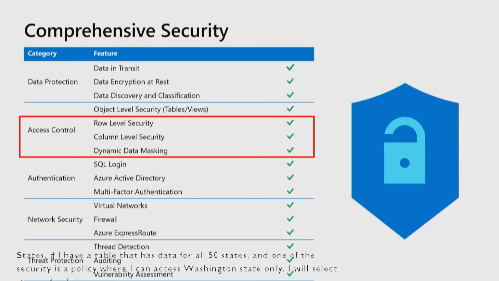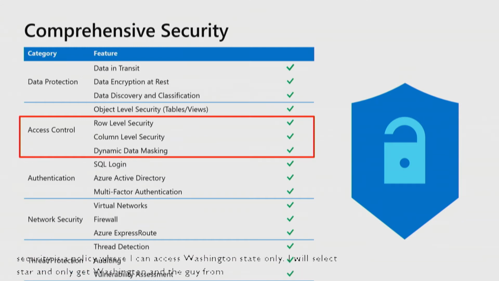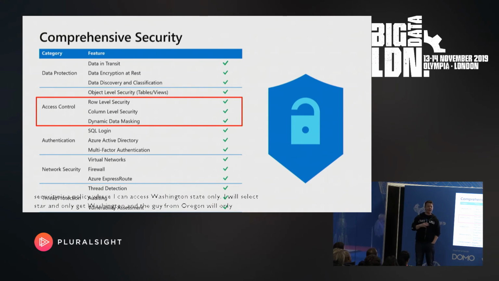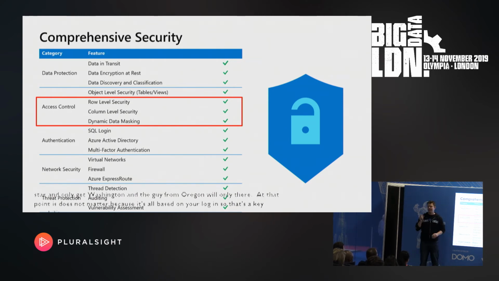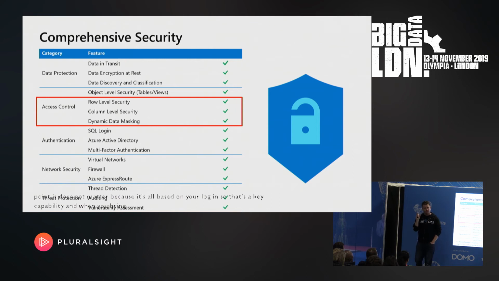And the guy from Oregon will only see Oregon. At that point, it doesn't matter where you're coming from, what application, however you got there, because it's all based on your login. That's a very key capability. And when you bring column level security into it, that effectively enables cell level security on any table of any scale within Synapse.